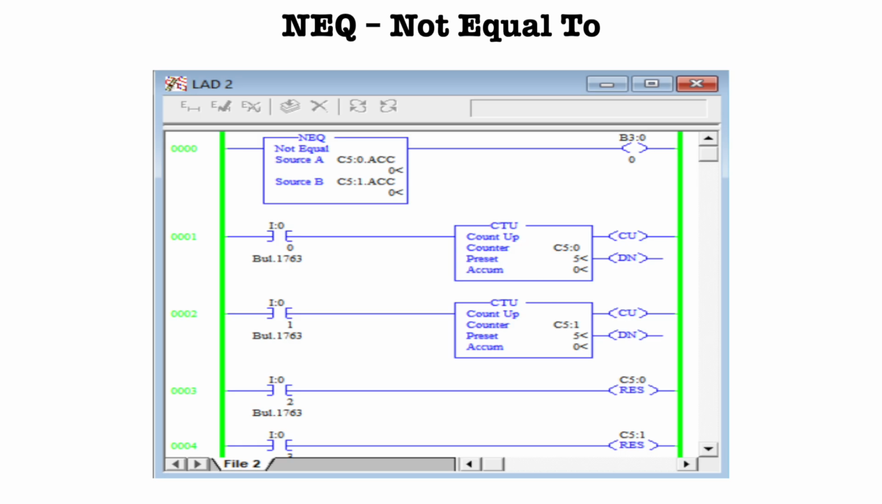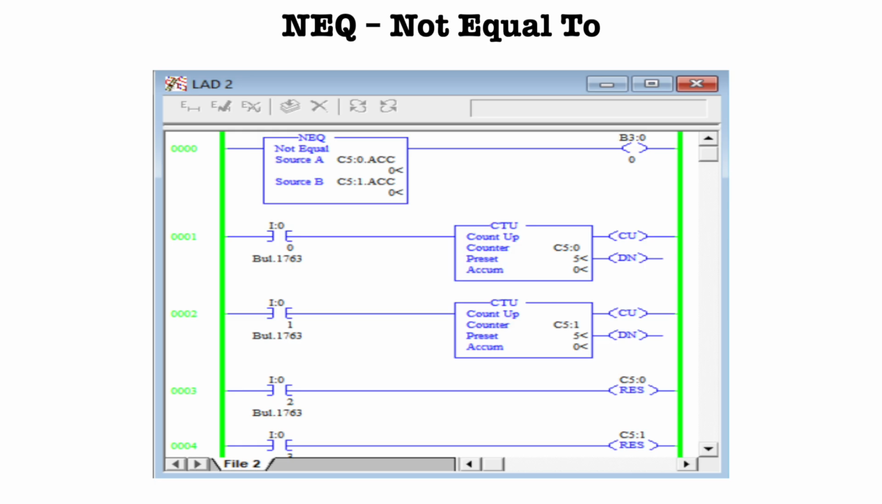And you can see in the second and third rung, I am using two up counters. The address of the first up counter is represented by C5:0 and the address of the second counter is represented by C5:1. I am using two up counters, right? And these two up counters are connected with two switches. The address of the first switch is I:0/0 and the address of the second switch is I:0/1.